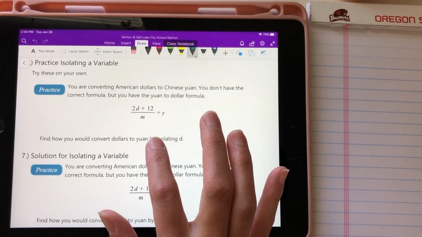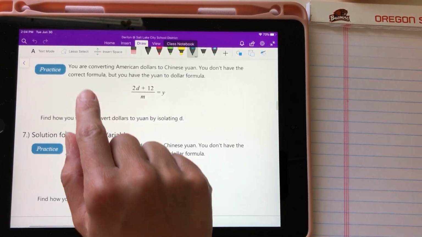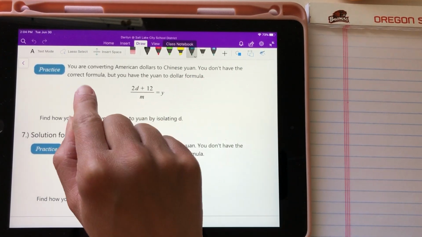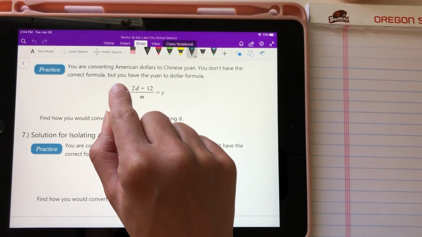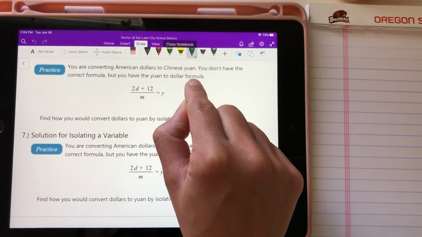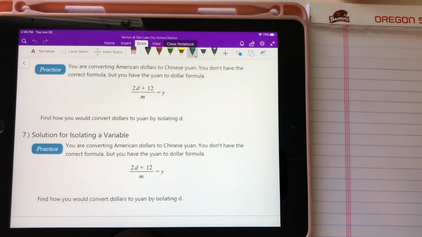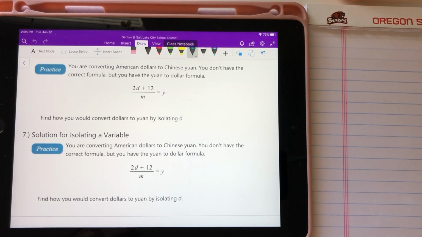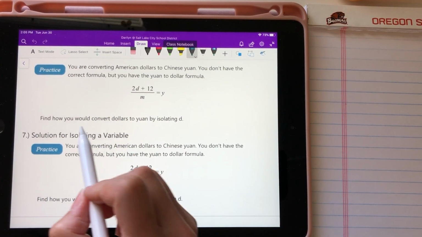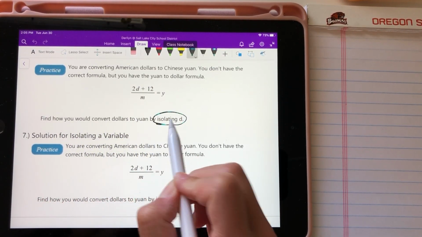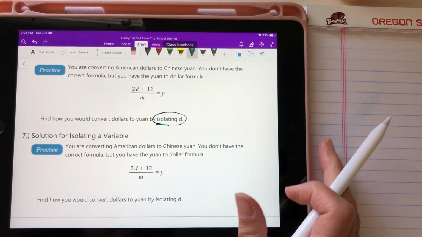So in this first practice example, it says you're converting American dollars to Chinese yuan. You don't have the correct formula, but you have the yuan to dollar formula. Hopefully I'm saying that right, yuan. So I have (2d + 12)/m = y, and find how you would convert dollars to yuan by isolating d. So my task here is to isolate d.